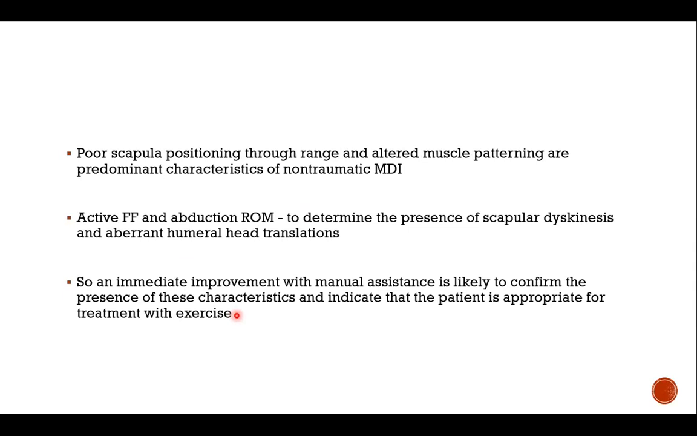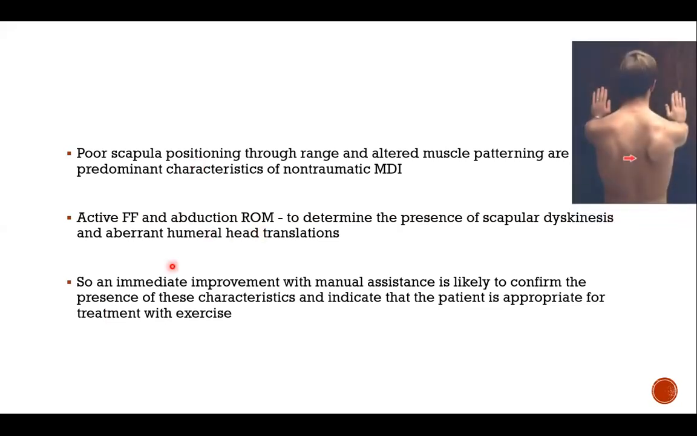Poor scapular positioning through the range of motion and altered muscle patterning are the characteristic features of non-traumatic MDI. Active forward flexion and abduction range of motion, which we usually follow here, is done to determine the presence of scapular dyskinesia and aberrant humeral translations. When the patient is subjected to forward flexion and abduction, scapular dyskinesia is picked up. Any immediate improvement with manual assistance is likely to confirm the presence of these characteristics, and this is a positive indicator that the patient is going to improve with exercise.